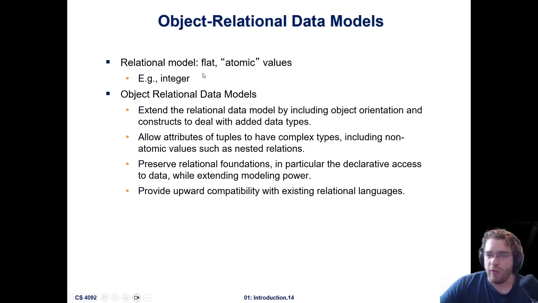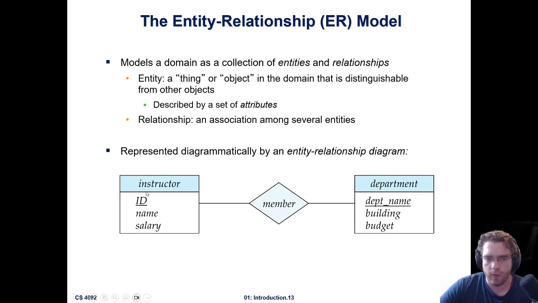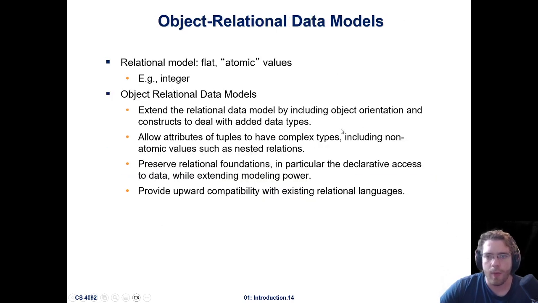So the relational model is usually flat. It has these atomic values that we usually see. So earlier we had these IDs or these integers here, but there's also this idea of object relational data models. So this is going to extend this flat association just between ID and department name by including some type of object orientation, and that's going to have more added data types. So this allows us to have some more complex types, including non-atomic values, which include nested relations or strings as well. And this also helps preserve relational foundations that we looked at earlier.